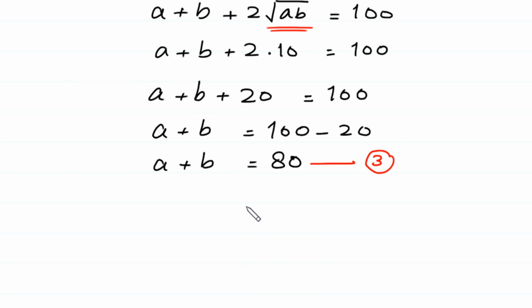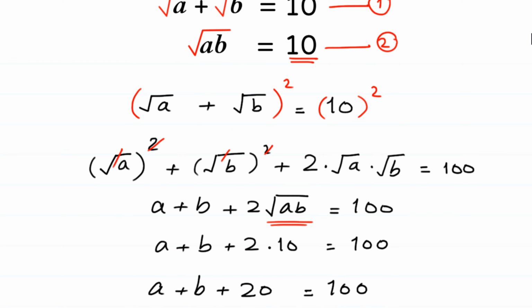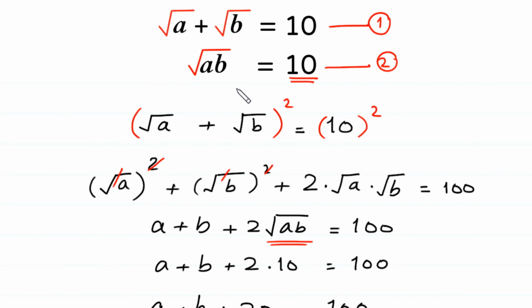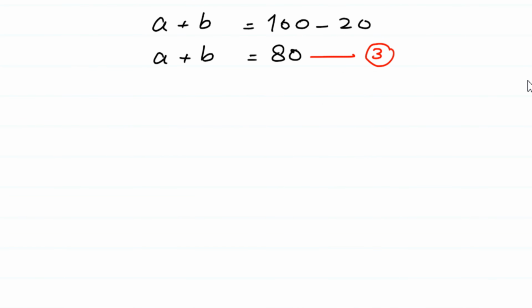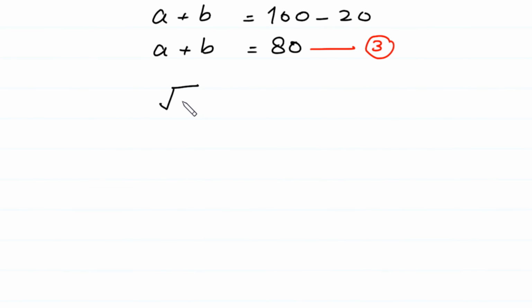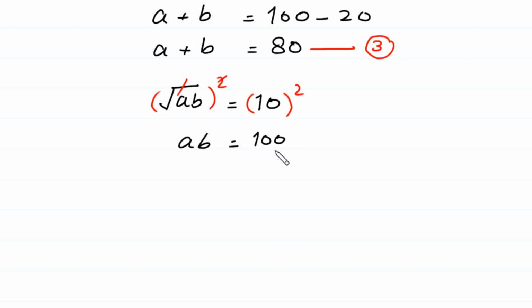Next, we take square of both sides of equation 2. The equation 2 is square root of ab is equal to 10, and we take square of both sides of this equation. This square will be cancelled with this square root, and here left ab is equal to square of 10 is 100, and if we divide both sides of this equation by a, we get b is equal to 100 over a. We name this equation equation 4.